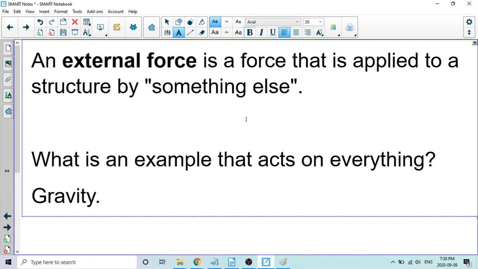An external force is some force that is applied to a structure by something else. So if I push on a door with my hand, the external force is applied by my hand to the door. All right? My hand is the external force. An example that acts on everything is gravity. Gravity is always an external force and it pulls everything down.